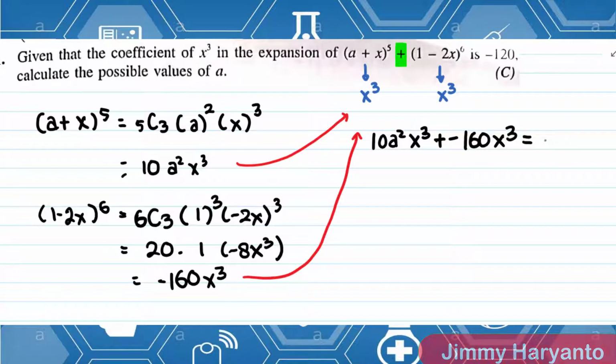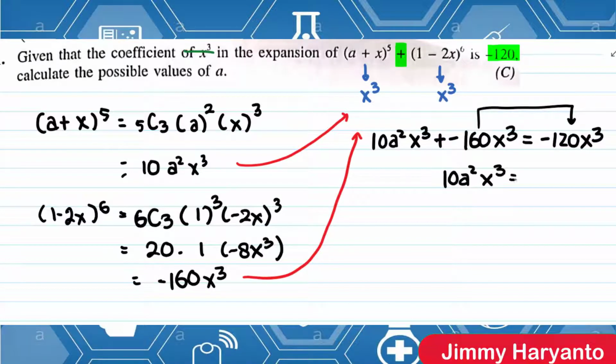It should be equal to negative 120x cubed. The question says negative 120 is the coefficient of x cubed, so it will be negative 120x cubed. After that, I can move the negative 160 to the right side. It will be like this, 40x cubed. We can remove the x cubed, and then I can cross out the 0. I will have a squared equals 4. So a will be plus or minus the square root of 4.